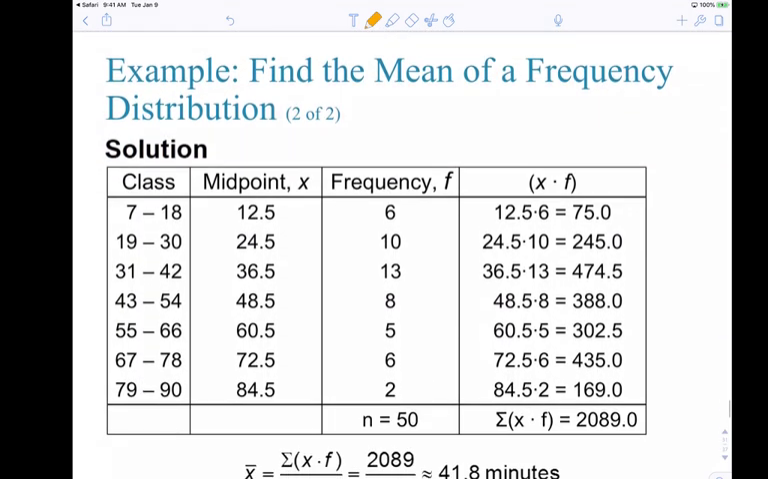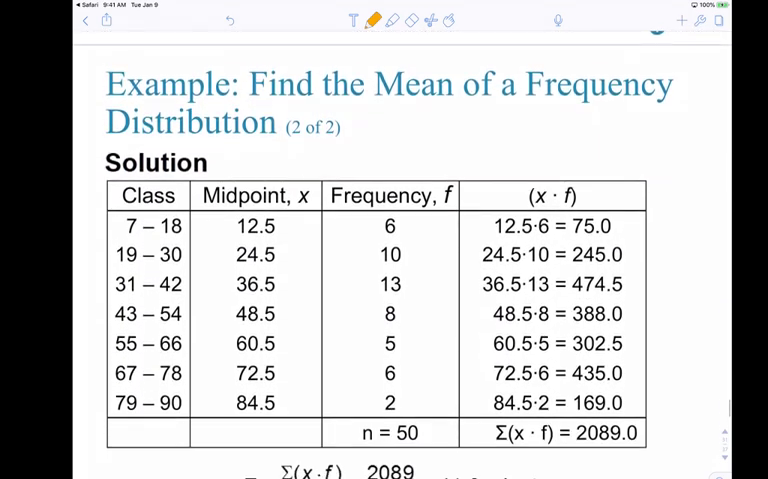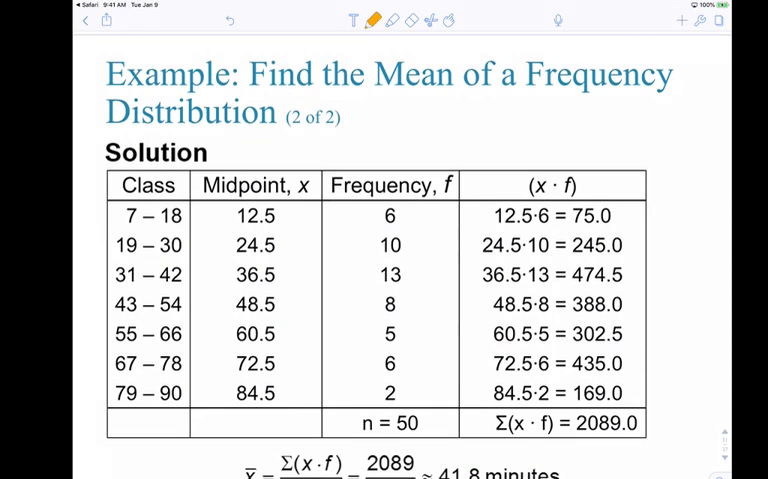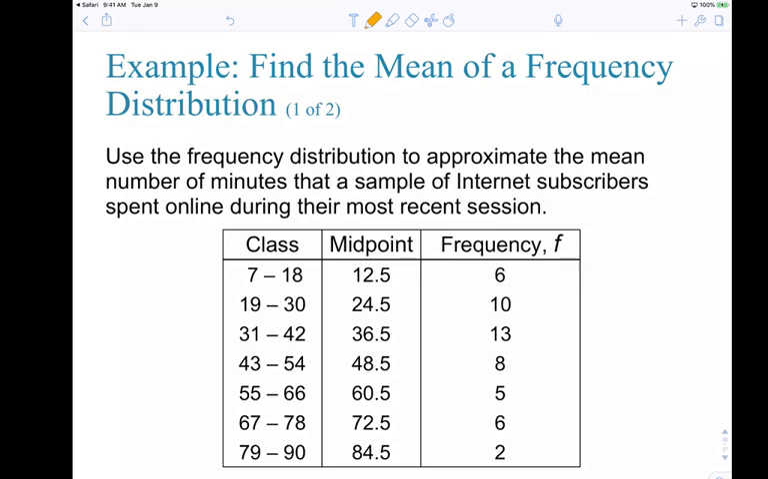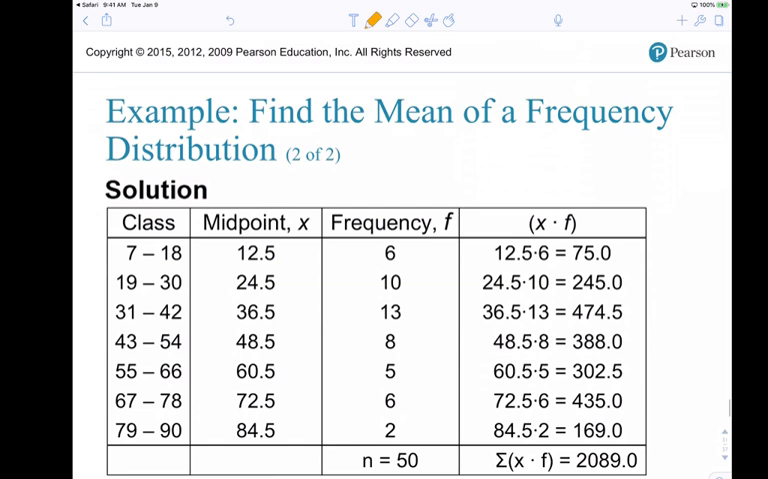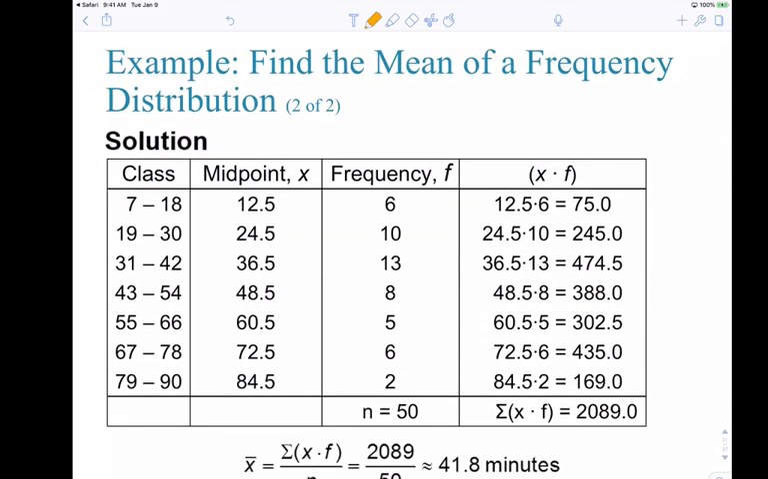So they took the average. Like if you look at class 1, which went from 7 minutes to 18 minutes. This chart, let me see. So these are online times for subscribers. So class 1 is 7 to 18 minutes. The midpoint was 12.5. There were 6 people in that class. The midpoint for class 2 was 24.5. There were 10 people in that class, and so on and so on.